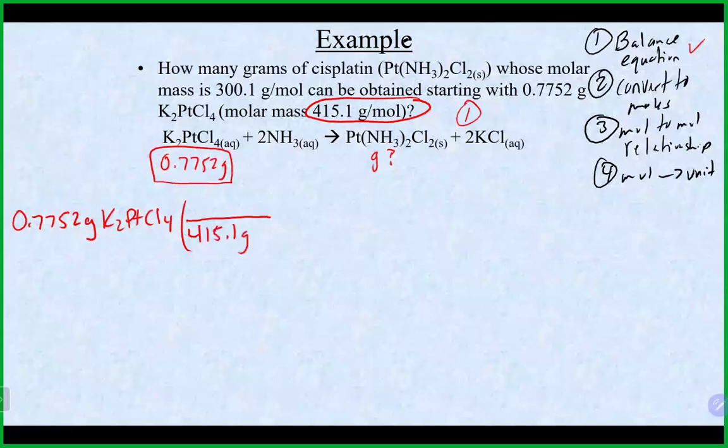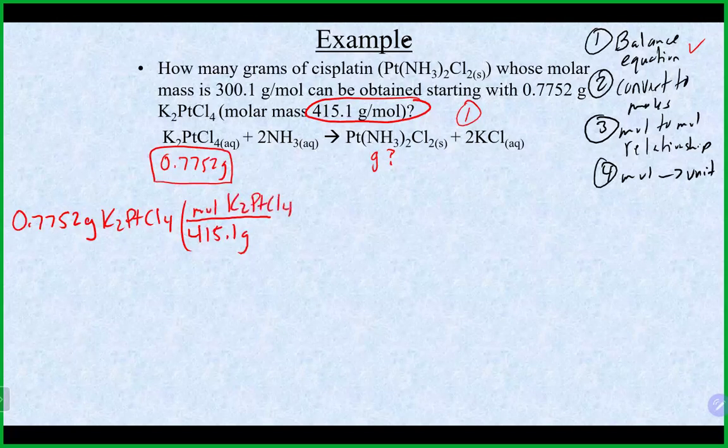15.1 grams per mole of our K2PtCl4. And this basically would represent our second step here. Now, in this case, I'm not going to actually get an answer in between each calculation. I'm just going to do it all in one calculation so you can see how it looks. So what happens at this point is our grams cancel.